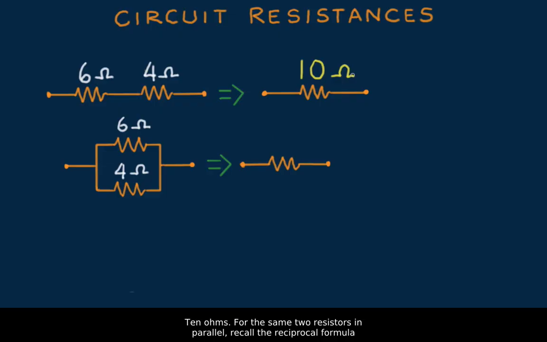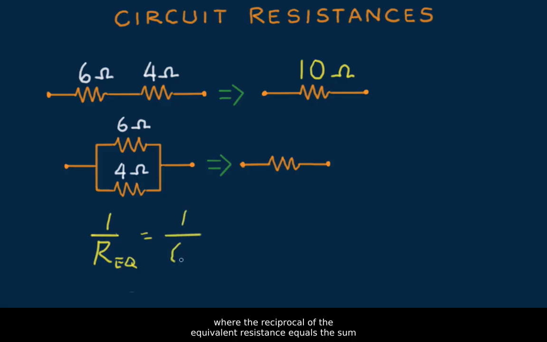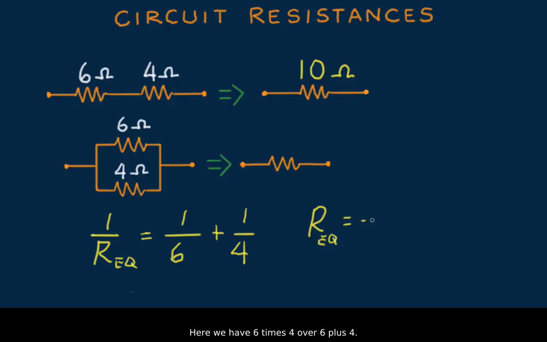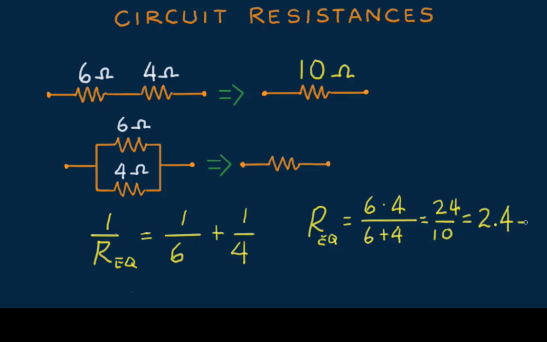For the same two resistors in parallel, recall the reciprocal formula, where the reciprocal of the equivalent resistance equals the sum of the reciprocals of the others. But remember, for only two resistors in parallel, we can use the product over sum rule. Here we have 6 times 4 over 6 plus 4. We get 2.4 ohms, much less than the 10 ohms in series.